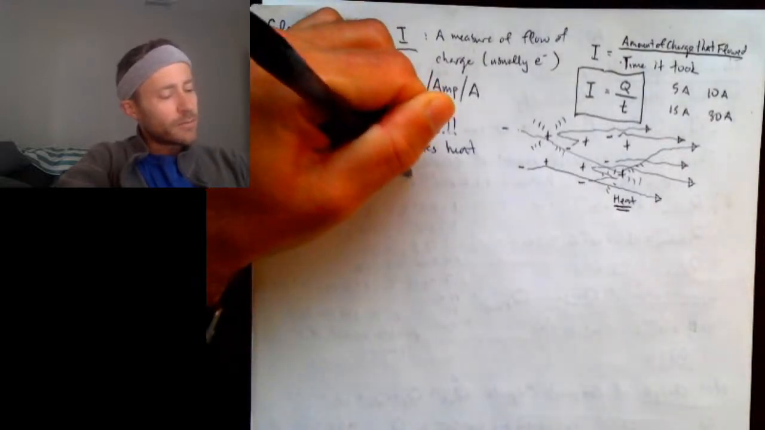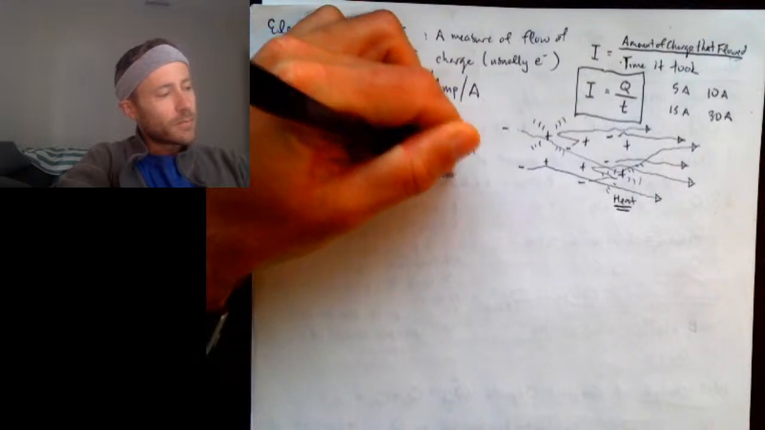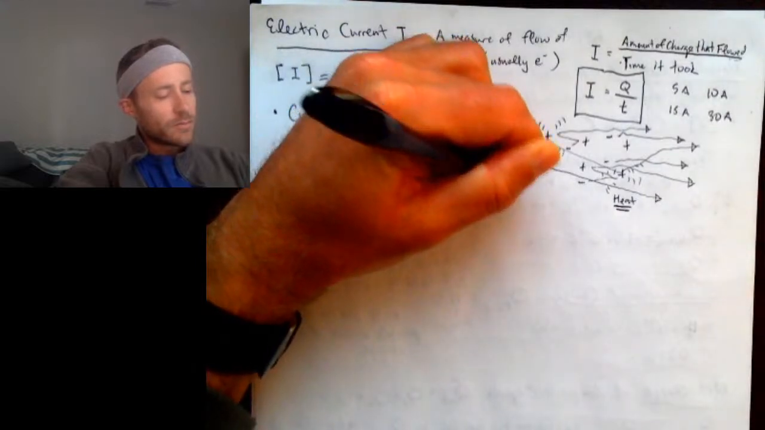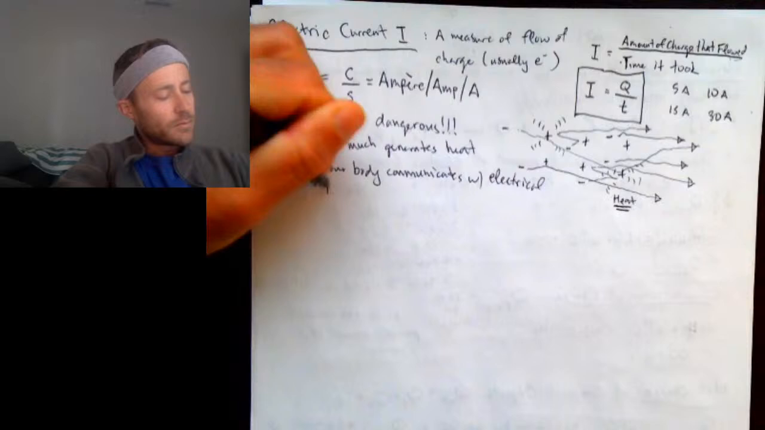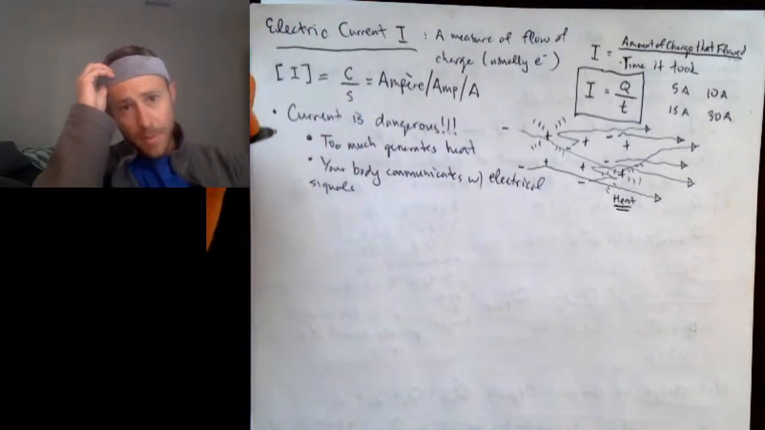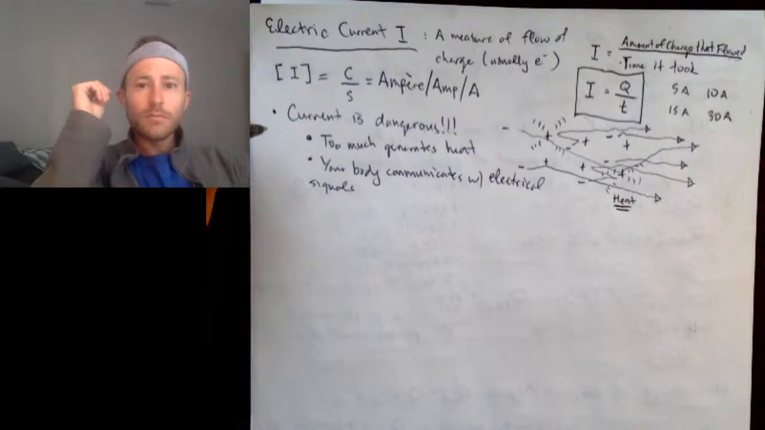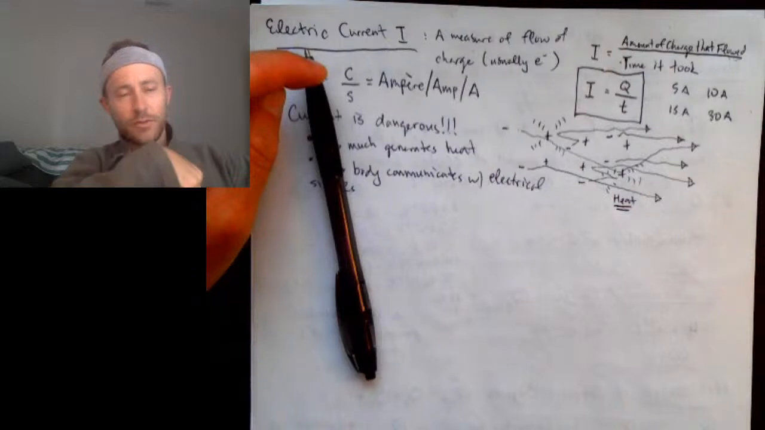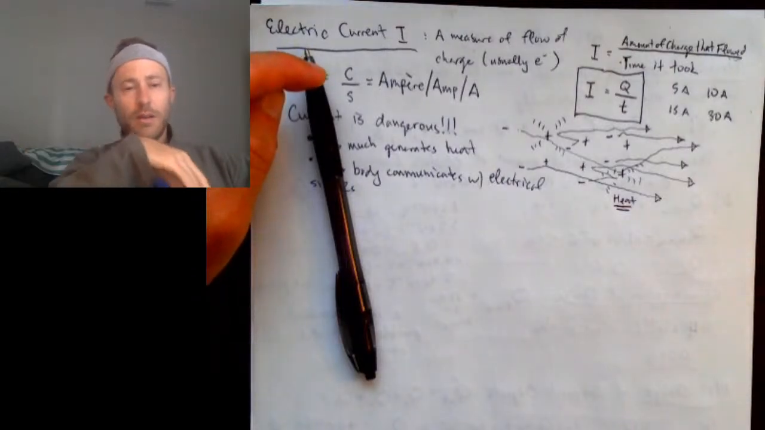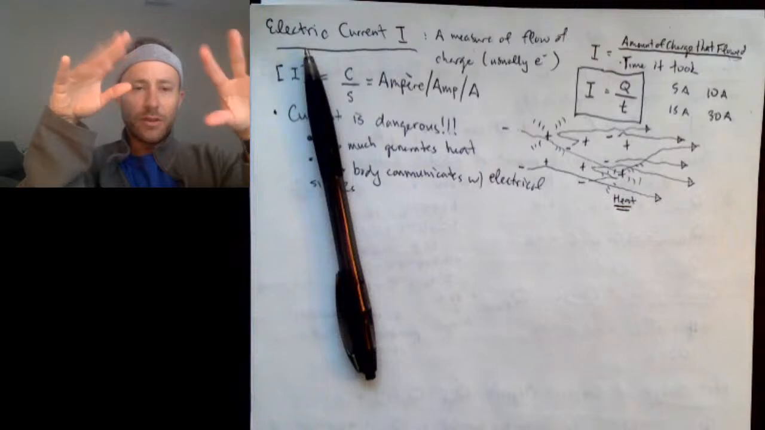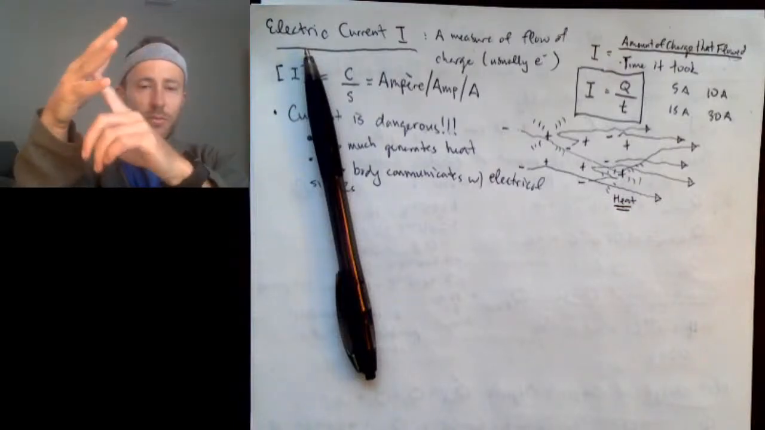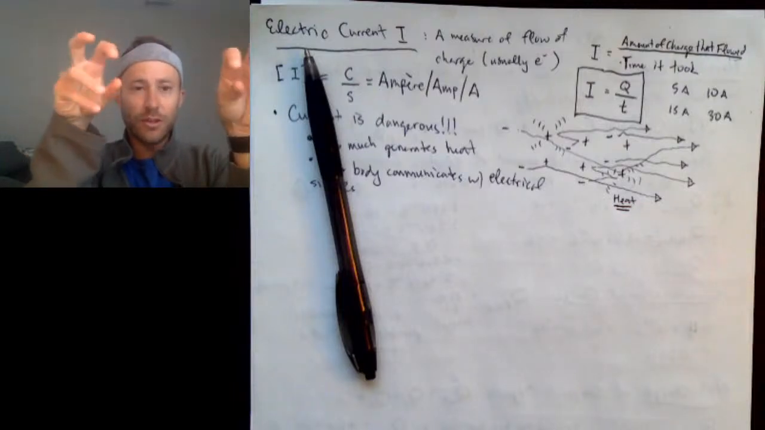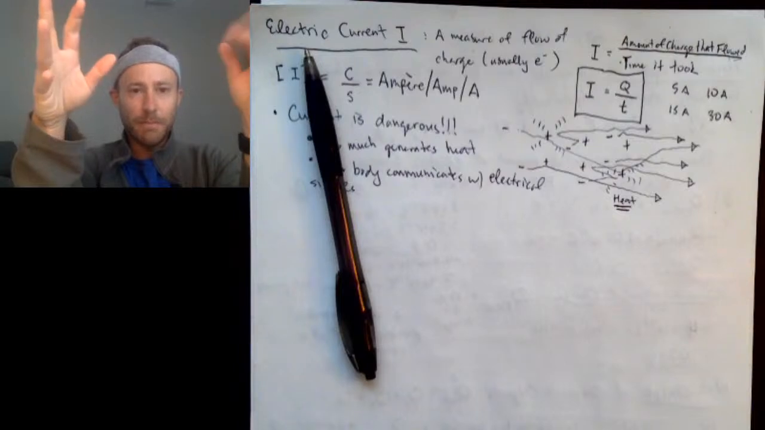The other thing that's dangerous about it is your body communicates with electrical signals. So, for example, your heart is getting a signal from your brain to beat. If I move my fingers, my brain is sending signals to the muscles in my fingers to activate. It's an electrical signal that tells your muscles to do their thing.